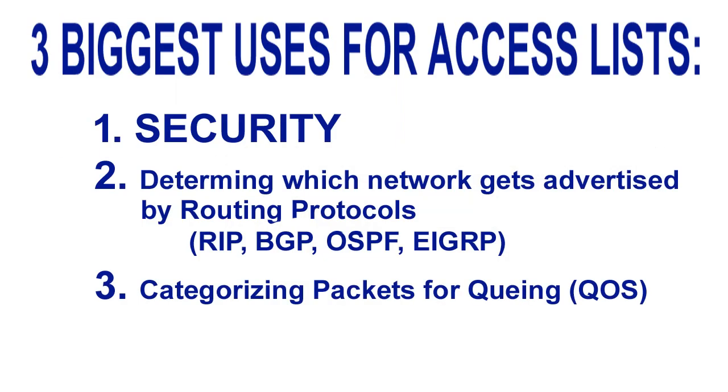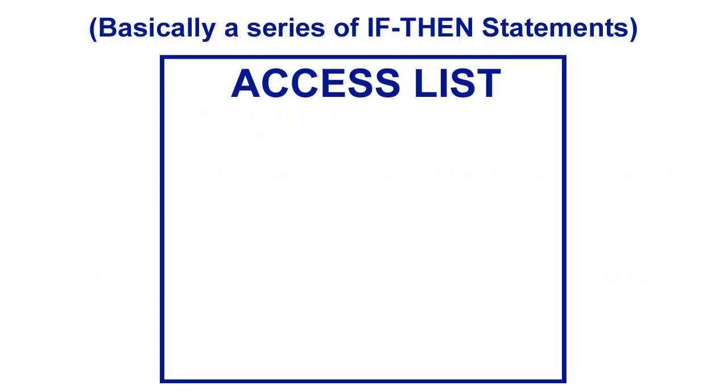And thirdly, access lists can be used to categorize packets for queuing, for QoS type services, or to limit only certain devices accessing things like costly and pricey ISDN links, for example. So what is the basic functionality of an access list?